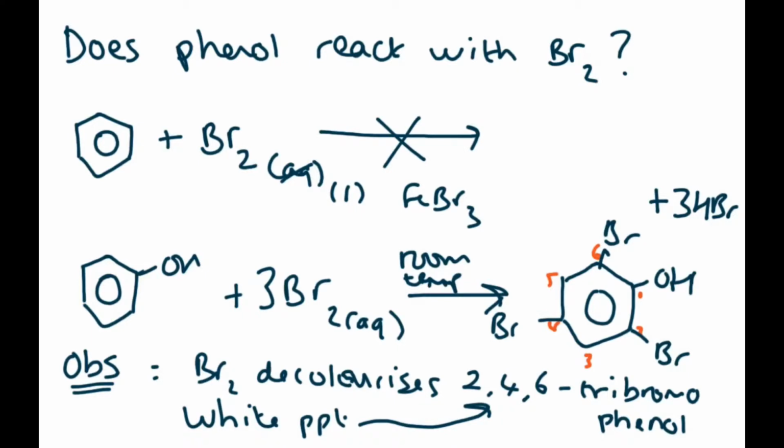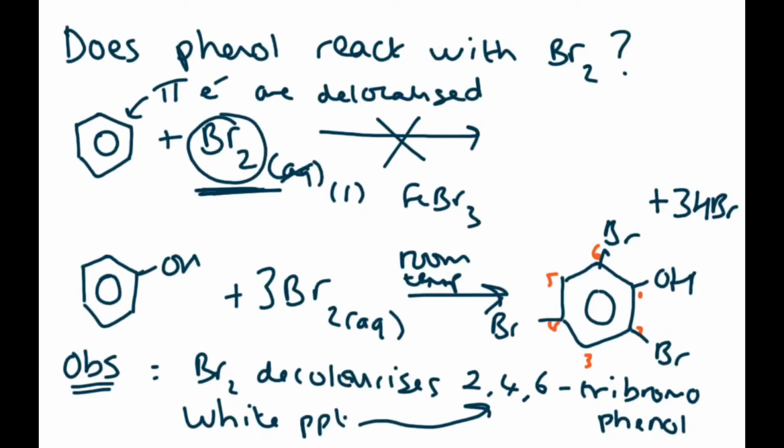Okay, so why is there a difference here? Now, benzene doesn't react easily with bromine because the pi electrons in benzene are delocalized. Therefore the electrophile, the bromine, is not easily polarized, and you need a catalyst to make that happen. There's a video on reactions of benzene.